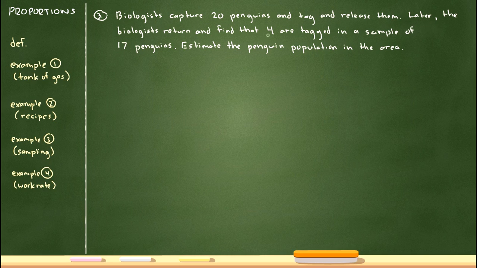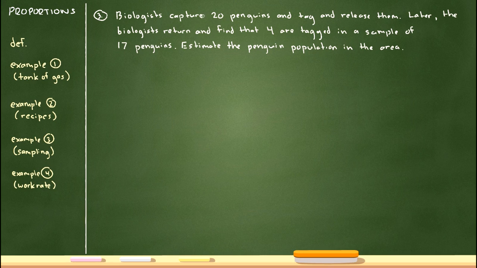And later the biologists return and find that 4 are tagged in a sample of 17 penguins. So the biologists later came back and in the same area they caught 17 penguins and they see that 4 of those penguins are ones that they have captured earlier and tagged. The other 13 penguins were not tagged. So we want to estimate the penguin population in the area. This would be more accurate the more penguins you could work with. With these small numbers, it may not be accurate, but if you're in a small area, this sampling could be used to estimate the population.